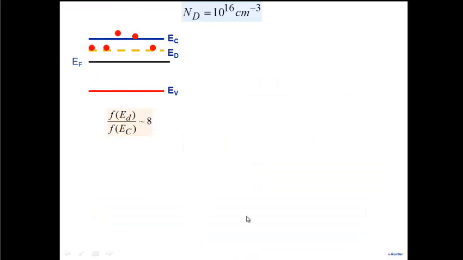Okay, so this is the picture that we have. Let me ask you this. How can you say this, since this is only a probability ratio? You're right, this will tell you.